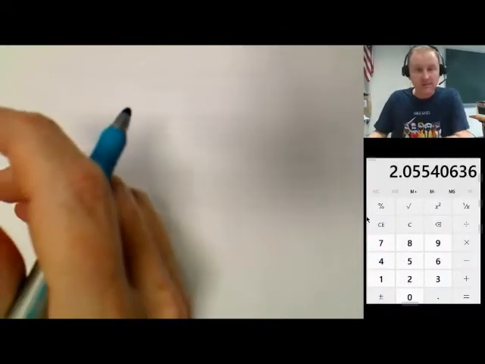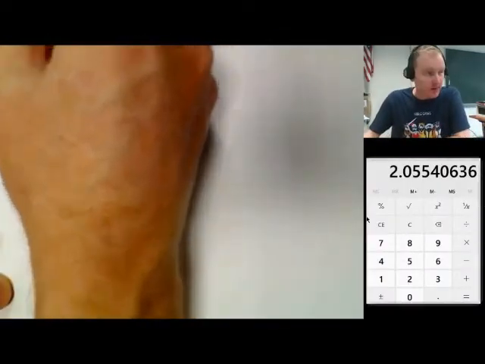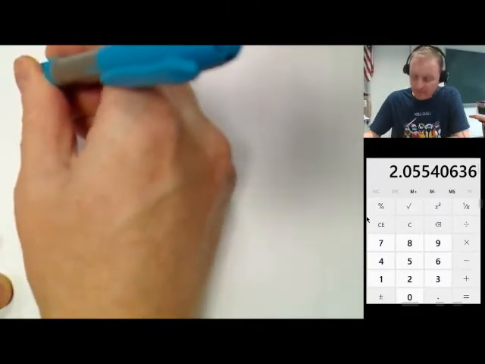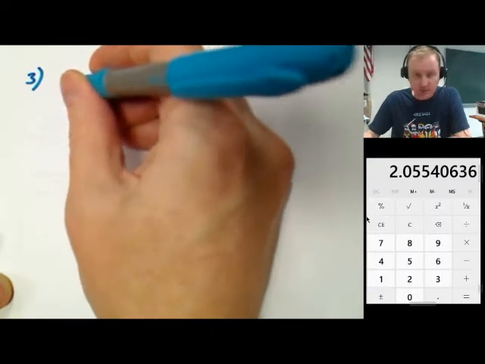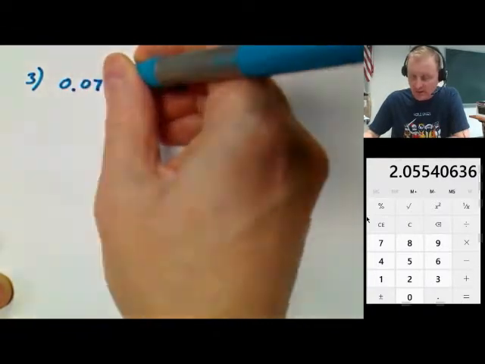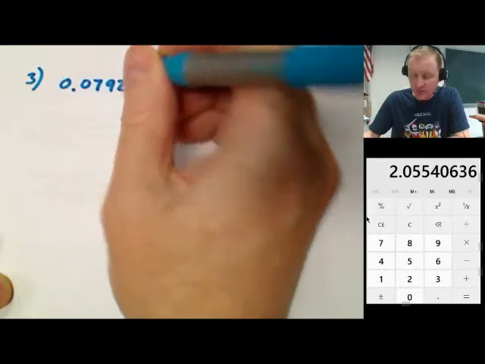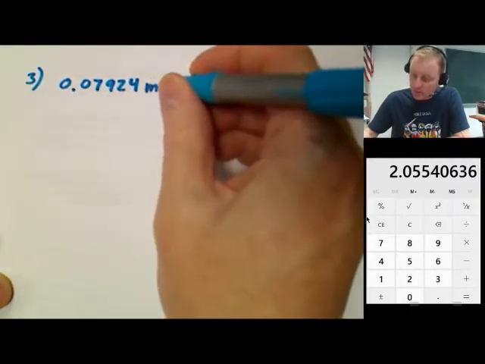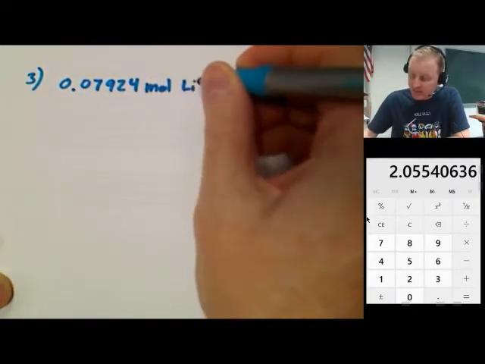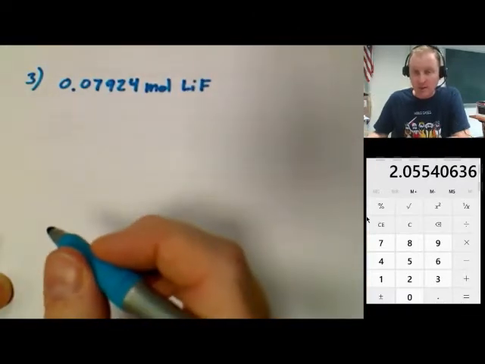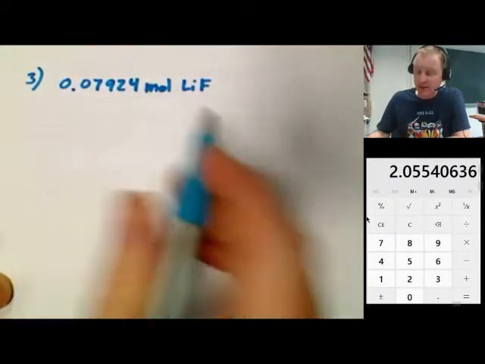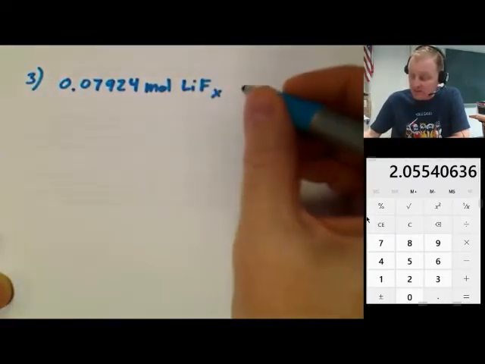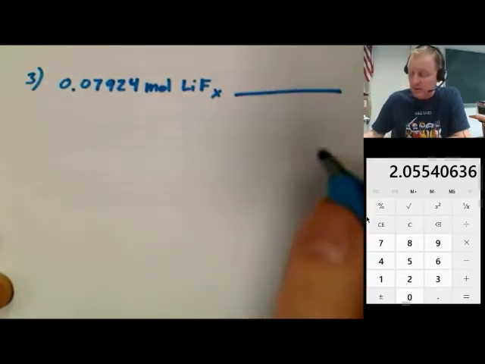In number 3, you have 0.07924 moles of lithium fluoride. Well, this percent composition is a mass-to-mass relationship. It is not a molar relationship. So we've got to convert this into grams.